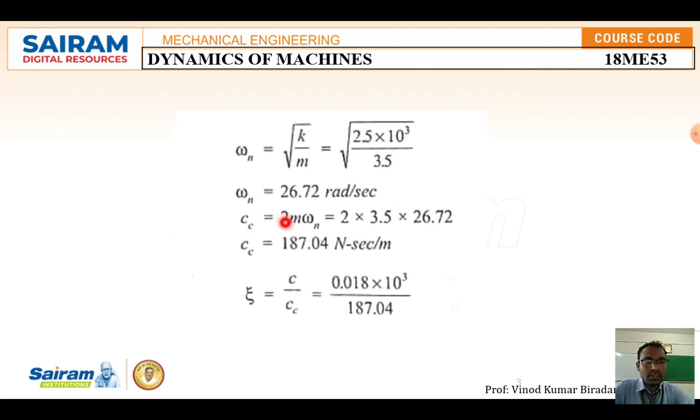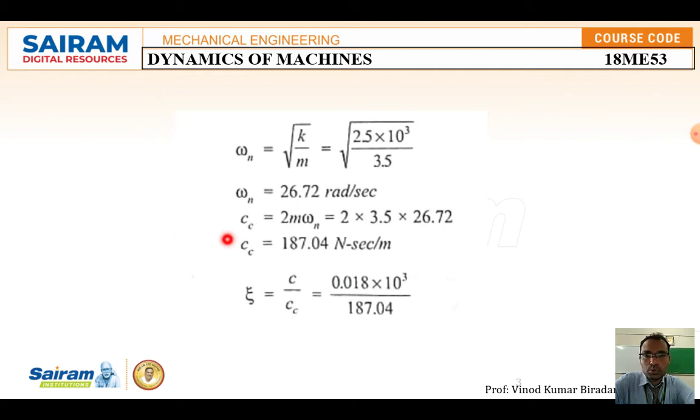Now we have the definitions. What does zeta stand for? Zeta is the damping ratio, defined as C by Cc. C stands for damping and Cc is the critical damping. To find this damping factor, we need some basic formulas to calculate all these values.